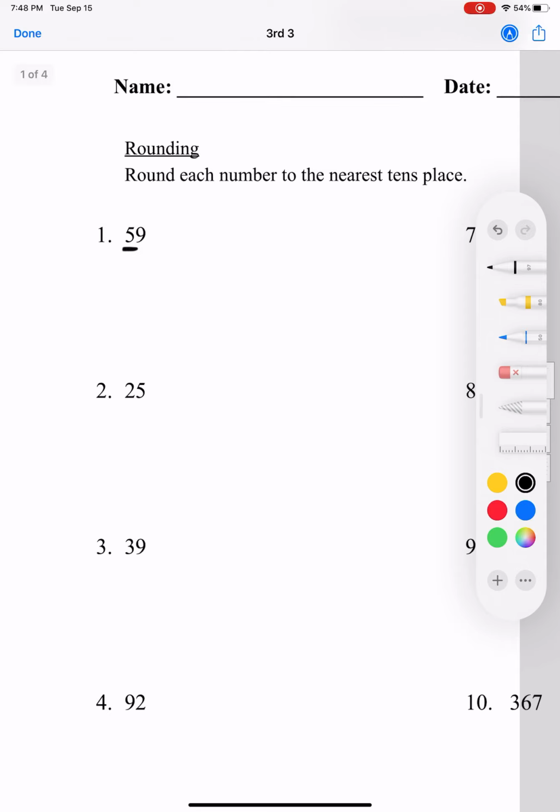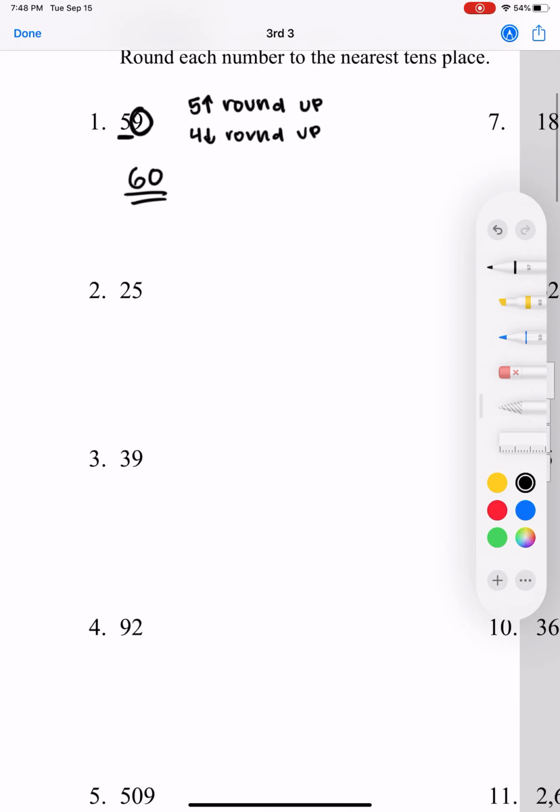So for number 1, if the number is 5 or higher, then you round up. If it's 4 or lower, then you round down. So if you look at this number, it is 9. So that means that because it is greater than 5, the answer to number 1 would be 60.